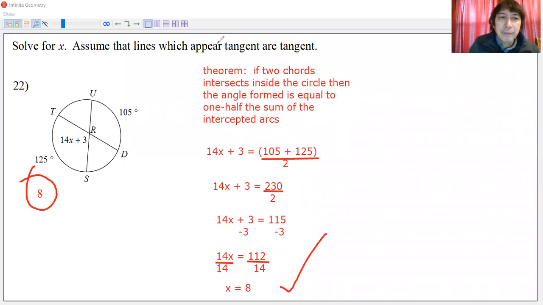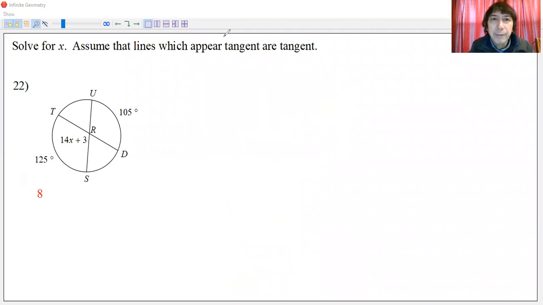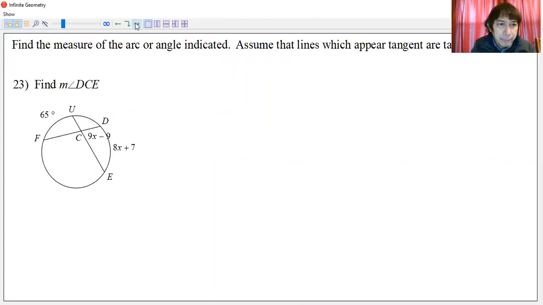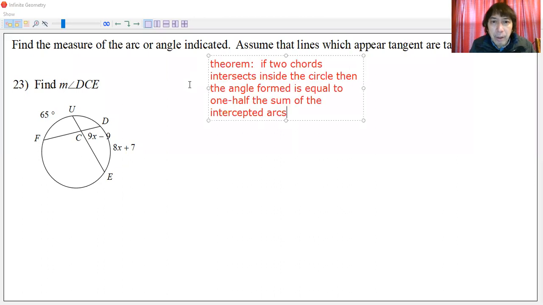This means correct. All right. So that goes to our 22. Let's proceed to number 23. All right, number 23. Okay, we still have two chords intersecting inside the circle. So we can still apply this theorem.